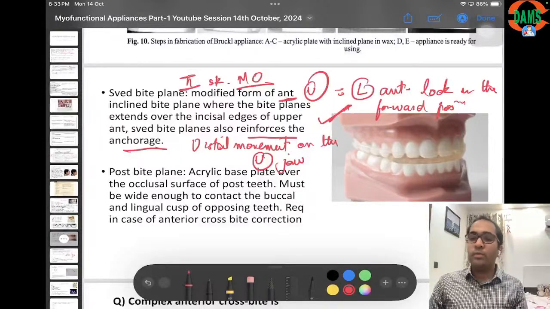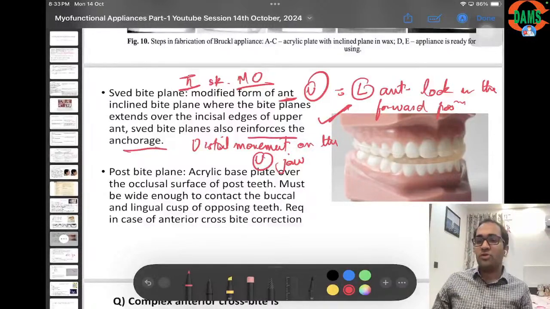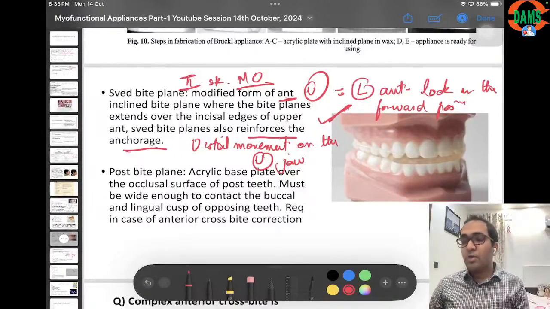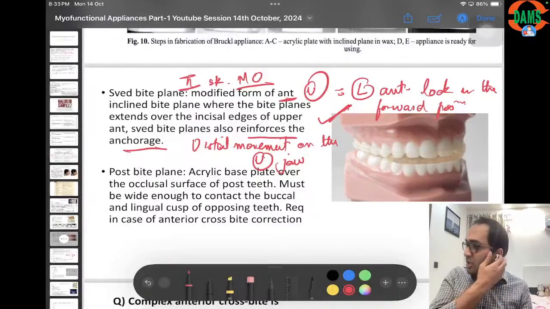Okay, if any cusp remains uncovered, it will lead to eruption or extrusion of that tooth. So it's necessary that the posterior bite plane should cover the occlusal surface of all the teeth for correction of anterior crossbite. The posterior bite plane alone will not correct the anterior crossbite; we have to give a certain fixed appliance in the anterior region. This is just to raise the bite. Okay, so be careful, the posterior bite plane is just to raise the bite for the anterior cross bite correction. It will not correct it by itself; for correction we have to give an appliance in the anterior teeth as well.